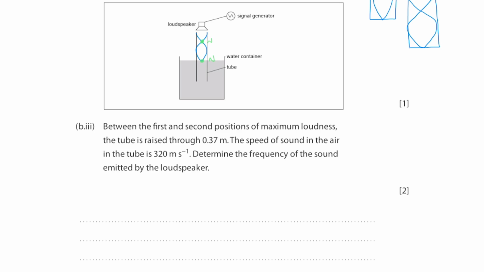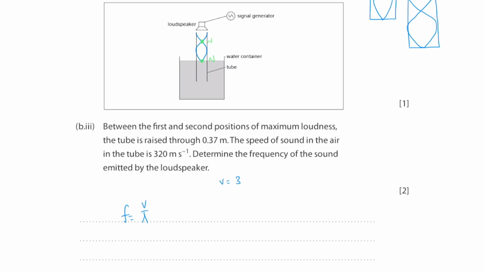B3. Between the first and second positions of maximum loudness, the tube is raised through 0.37 metres. The speed of sound in air is 320 metres per second. Determine the frequency of the sound emitted by the loudspeaker. Well, frequency equals v over lambda.